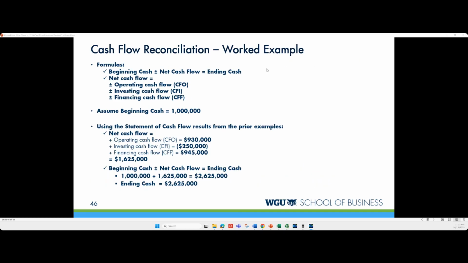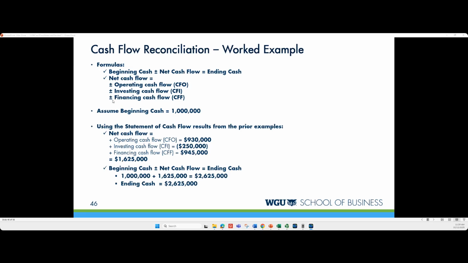So using the three values we acquired from our samples, let's assume our starting cash balance is $1 million. We're going to take our three totals, our cash flow from operations, our cash flow from investing, and our cash flow from financing, and total those up. That gives us our net cash flow. In this case, it's $1,625,000.